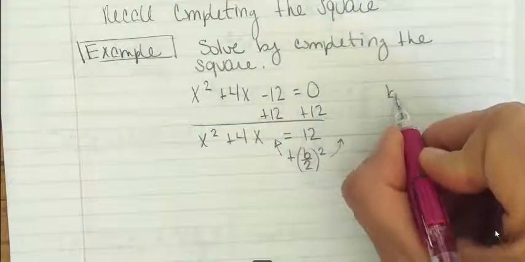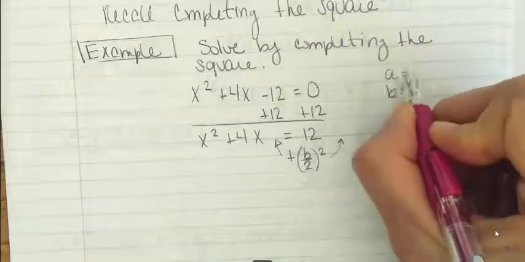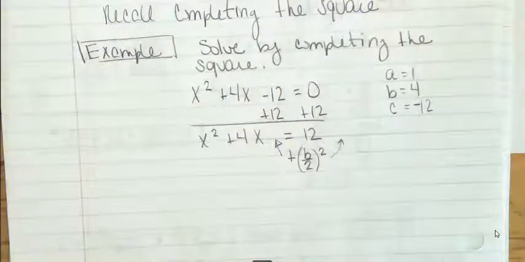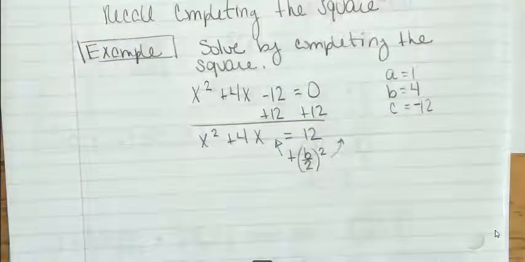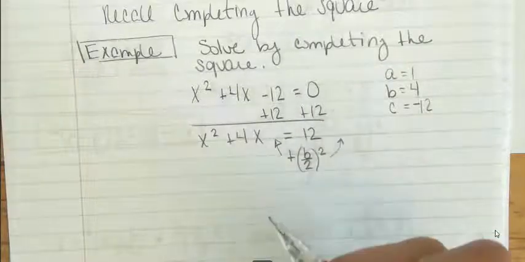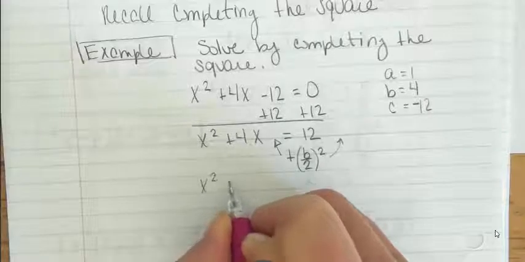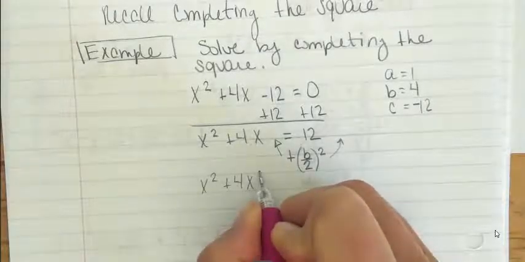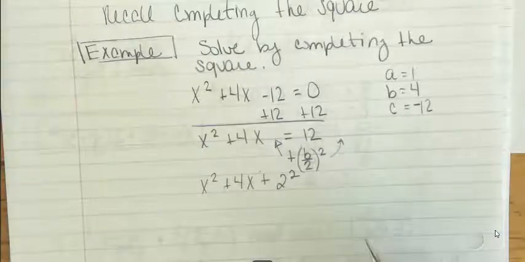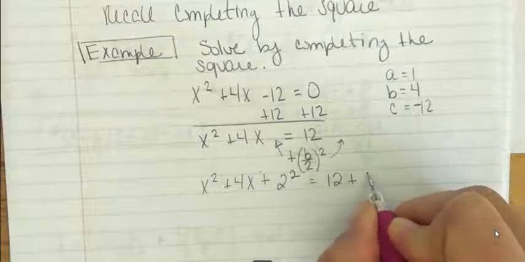Well, my b here is 4, right? And in case you forgot, a would also be 1. And I think c would be negative 12. That would be in your original. So here we've got b is 4. All right, so I'm going to go ahead and add 4 over 2, which is 2, squared. I'm just going to write it as 2 squared. I'm going to do that to both sides. Over here, I'm going to go ahead and write it as 4.